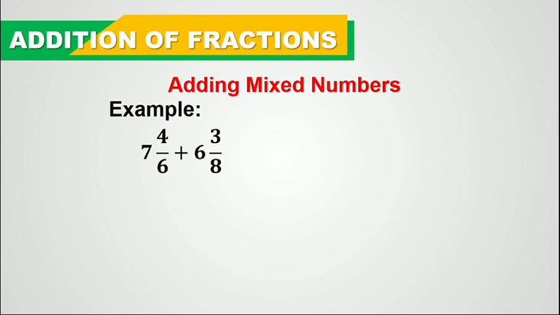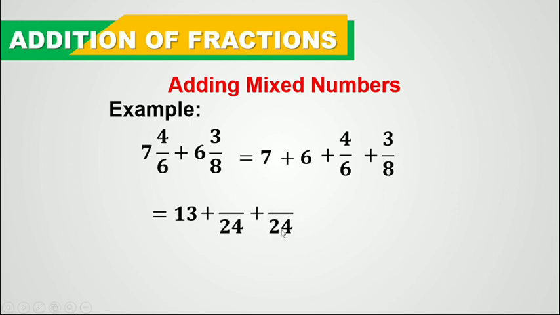So let's add 7 and 4 over 6 and 6 and 3 over 8. So again, just add their whole numbers first. So 7 plus 6, and then add the fractions. So plus 4 over 6 plus 3 over 8. And then 7 plus 6, that's 13. And then 4 over 6 plus 3 over 8. So since they are dissimilar fractions, since they have different denominators, we're gonna look for their LCD first. So the LCD of 6 and 8 is 24, because 24 is the lowest number which is both divisible by 6 and 8.